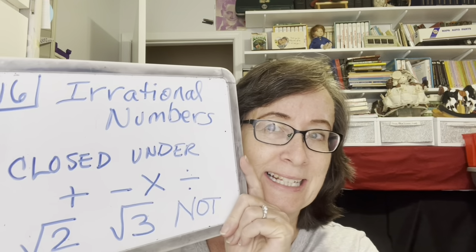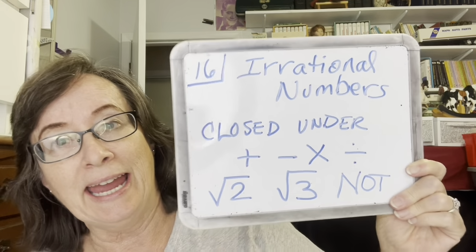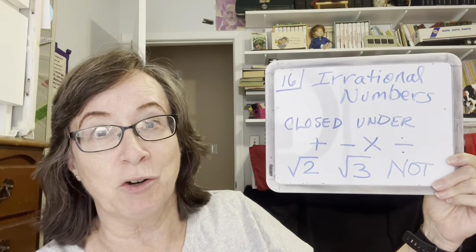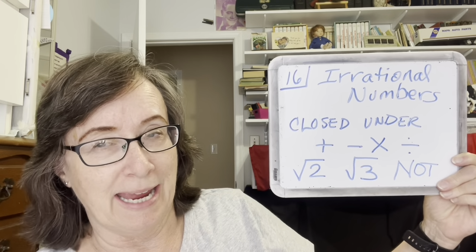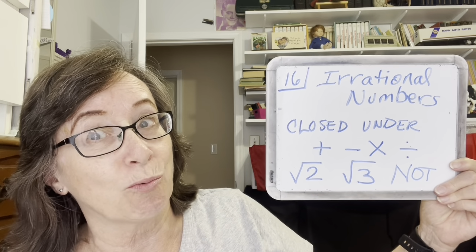We are here today doing lesson 16 of your Saxon Course 3 book. And let me see if I can get the glare off. We're talking about irrational numbers. And irrational numbers are numbers that are not rational.